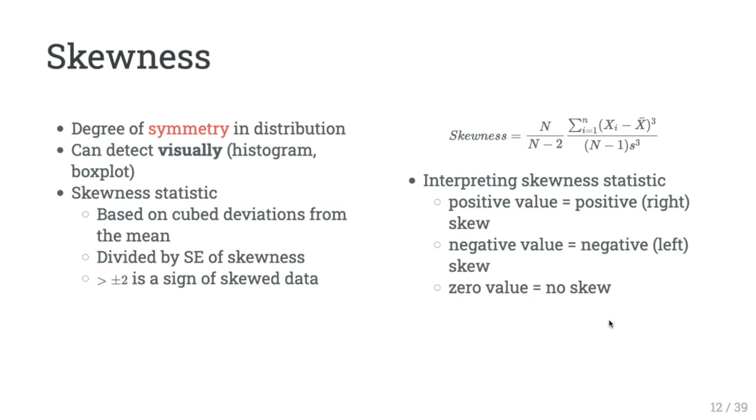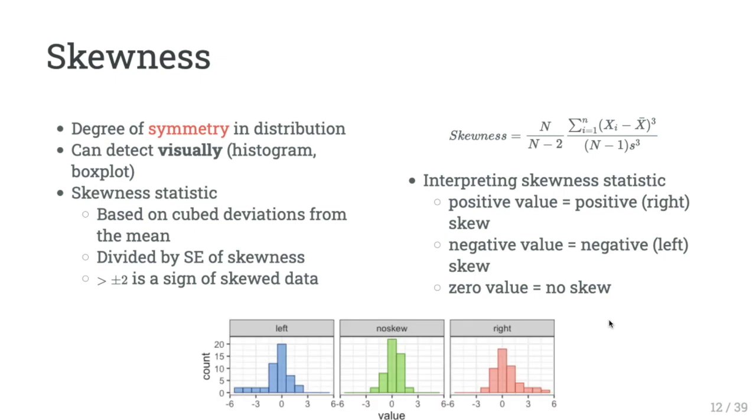If that value is positive, then it's a right skew or a positive skew. If the value on the skewness is negative, then it's a left skew or a negative skew. And if it's 0 or close to 0, then that means there's no skew. In other words, it's symmetric. You can see here that the tail is pointing to the left, so you have a left skew here. No skew, there's no tail pointing in either direction. And then a right skew, and the tail's pointing in that direction.